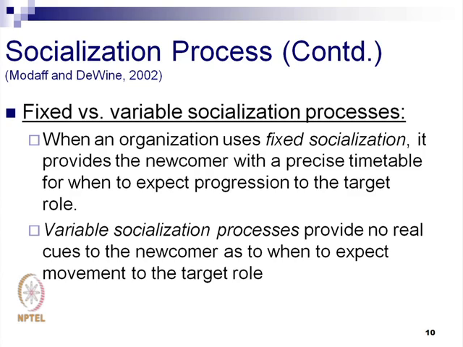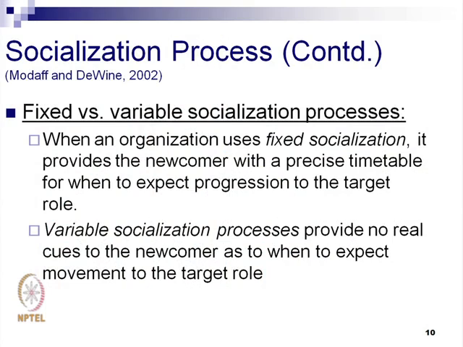There is fixed socialization here. I know that the first year of my appointment I am on probation, and so unless the reports are favorable, unless the students are satisfied with what I'm teaching, unless my superiors are satisfied with my work in the department, I cannot get confirmed. So there is a timeline, and I know it is going to come at a certain date, and I know things have to be submitted by a certain date. But in variable socialization, the movement to the next stage is not really determined by time.